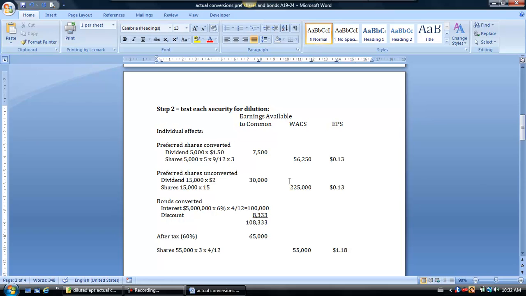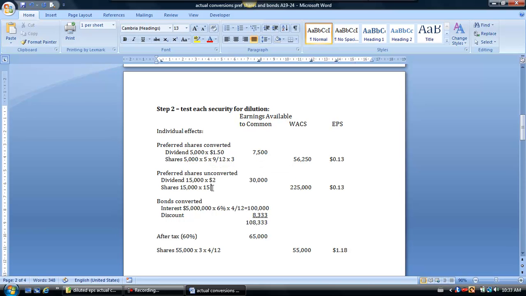Similarly, for the preferred shares that were not converted, what would we have saved in dividends? Well, those 15,000 were never converted. Only 5,000 of the 20 got converted, so 15,000 is left. So if we had converted those at the beginning of the year, we would have saved 50 cents a quarter over 4 quarters, which is $2 a share, preferred share for dividends. So we would have avoided 30,000 in dividends, and that would have been available to common. How many more shares would have been out there? Well, again, you would have had 15,000 more shares, right? But I'm multiplying it by 15.